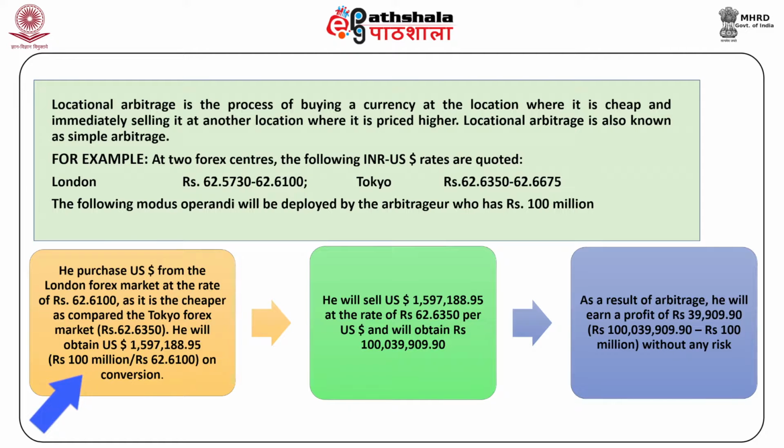He will obtain 15,97,188.95 US dollar on conversion of rupees 100 million. He will sell US dollar 15,97,188.95 at the rate of rupees 62.63 per US dollar and will obtain 10 crores 39,999.90. As a result of arbitrage, he will earn a profit of rupees 39,909.90 without any risk.